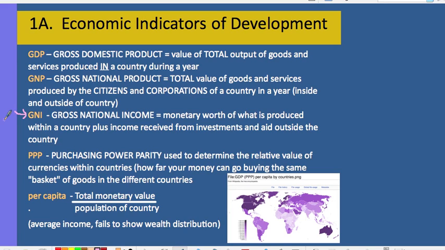Now, PPP, or purchasing power parity, this is not in your book. This is often used when you're comparing two different countries and trying to look at how far their money can go in purchasing the same kinds of items in one country versus another country. So it kind of helps to level out how powerful your money is. For example, in India, maybe it would cost about $1 to buy a loaf of bread in their country with the value of their money and their power of their money in India.